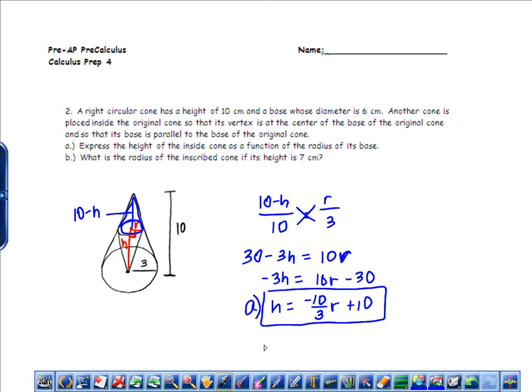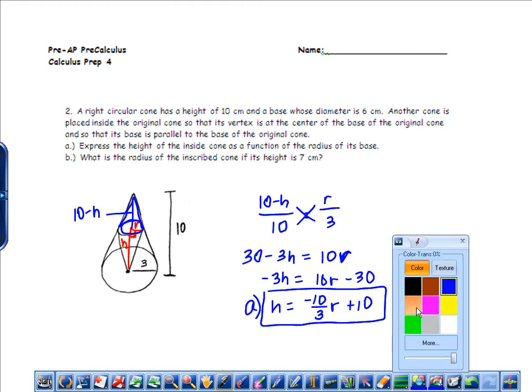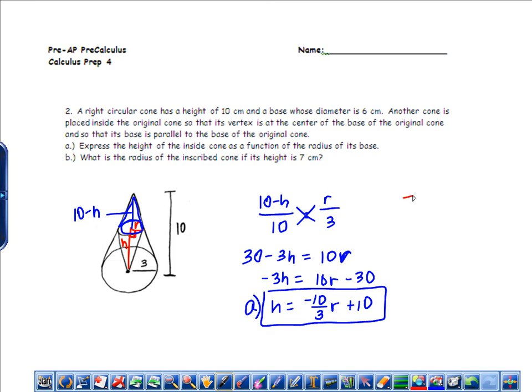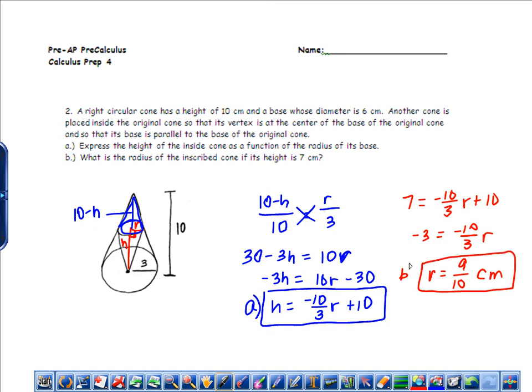All right, part B says, what is the radius of the inscribed cone if its height is 7? So now what we need to do is use this formula, and this time we're plugging in the height, which is 7, equals negative 10 thirds r plus 10. Okay, so subtract the 10, we get negative 3 is equal to negative 10 thirds r. And now we need to multiply by negative 3/10, and you get r is equal to 9/10, or you could put that as 0.9, or you could even change the units if you wanted, but this is fine.